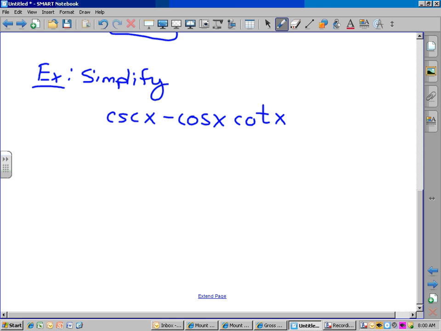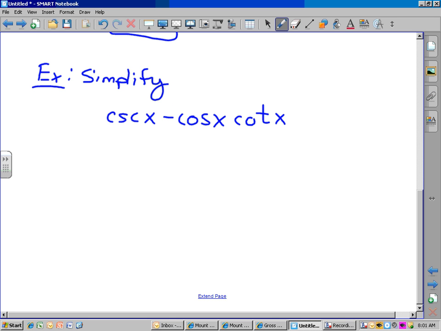Where do you think we should start here? That's a good thing. You're all staring. You're not sure what to do. I'll tell you what to do. If you have no idea what to do, the best thing is to start writing these things in terms of sine and cosine and see if you can start canceling things out. All right?